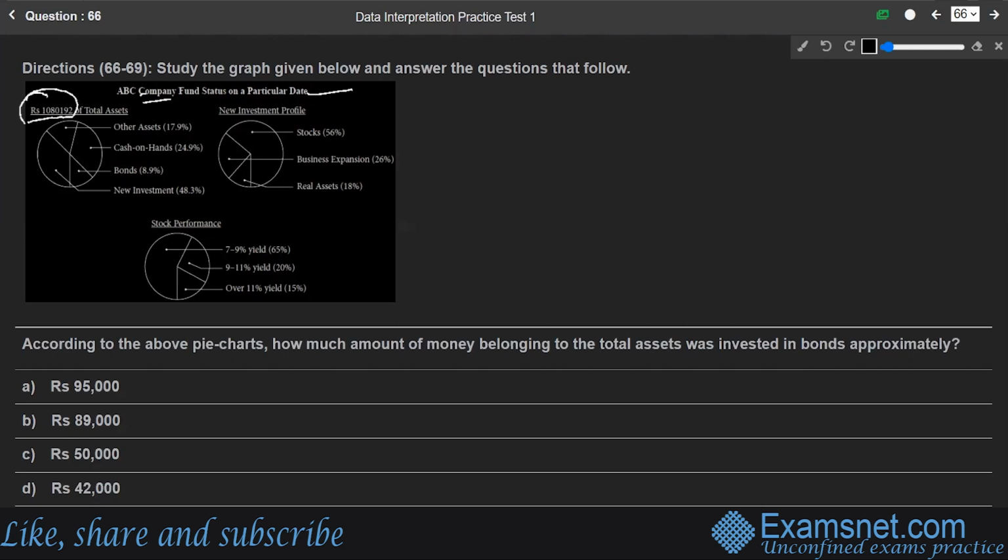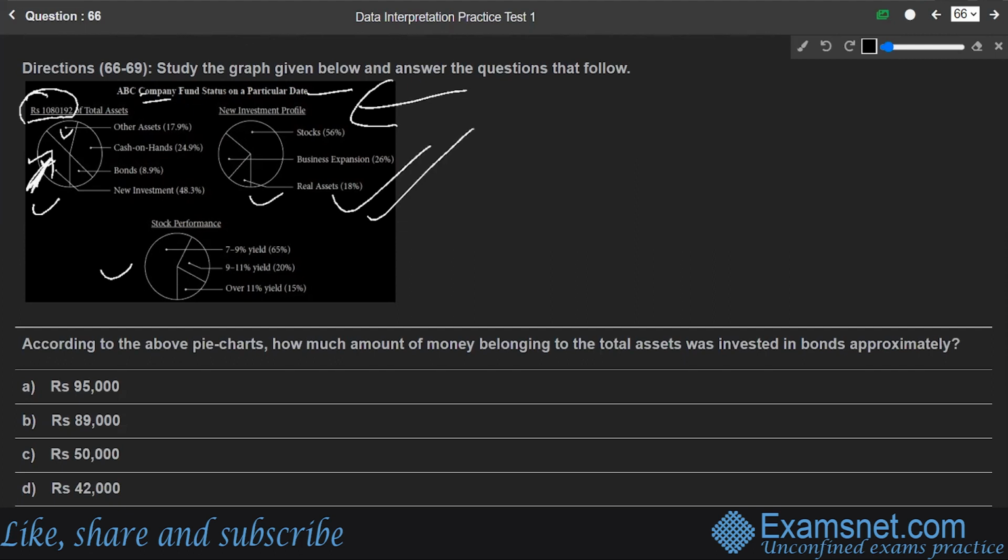These have been distributed in terms of these 3 pie charts. What we can understand is that the first column is other asset, the second sector is new investment, and the distribution of new investment is given in this pie chart. In the first pie chart there is a sector called new investment, and the internal distribution of new investment has been given in this particular pie chart.